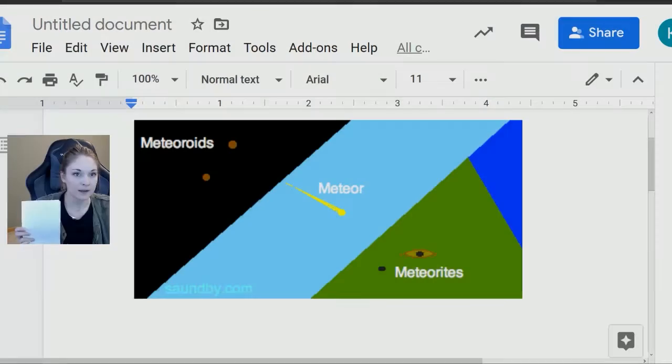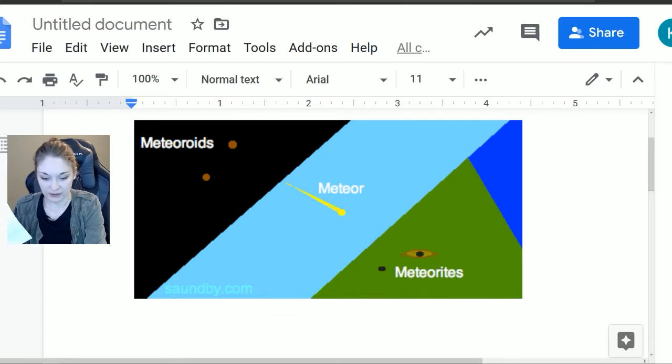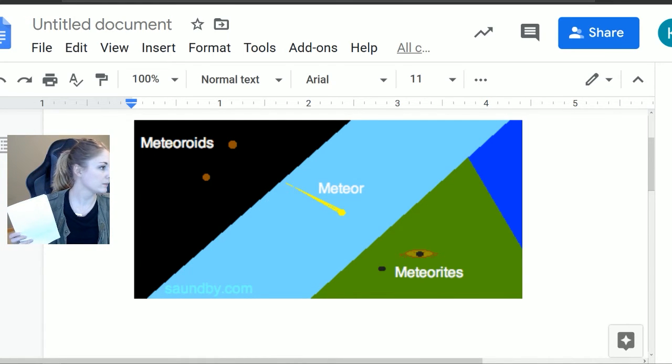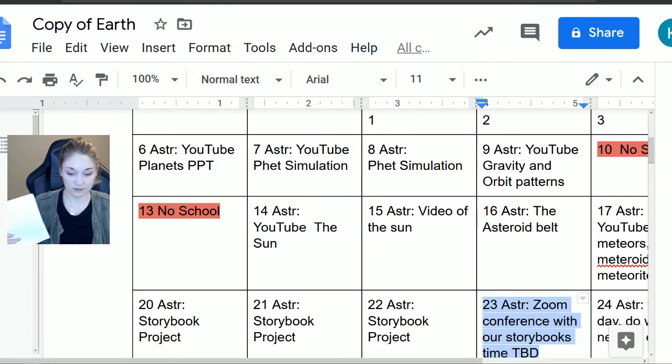After you have your storybook complete, as you guys saw on the calendar, let me pop back over to that real quick. 1 second here. Come on. We are Earth Science. That's still zoomy.